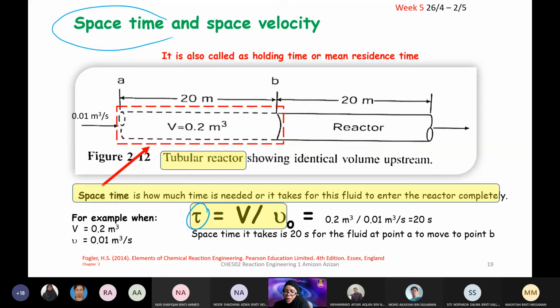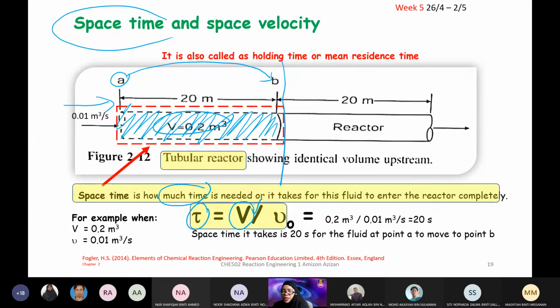For example, here space-time, which is tau, is defined as how much time is needed for that specific volume to be filled in the plug flow reactor. Meaning, if the flow rate comes in, it will start to fill from point A to point B. Let's say at point B, the total volume is 0.2 meter cube. So the question is, how much time is needed to fill the liquid from point A to point B.